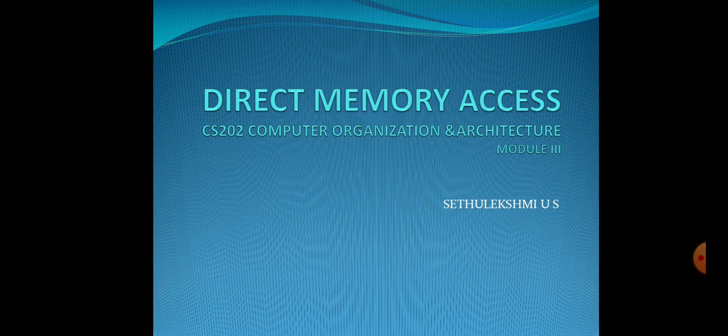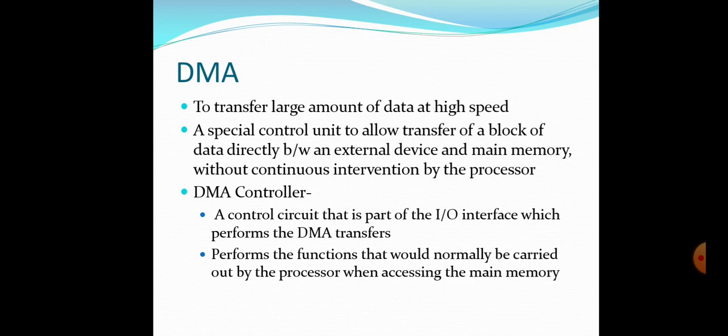We have been discussing various synchronization techniques, and in the past two lectures we discussed program controlled IO and interrupts. In this lecture we are going to discuss direct memory access, that is DMA. As the name implies, it's the direct access of memory without the continuous intervention of the processor. It is used to transfer a large amount of data at high speed.